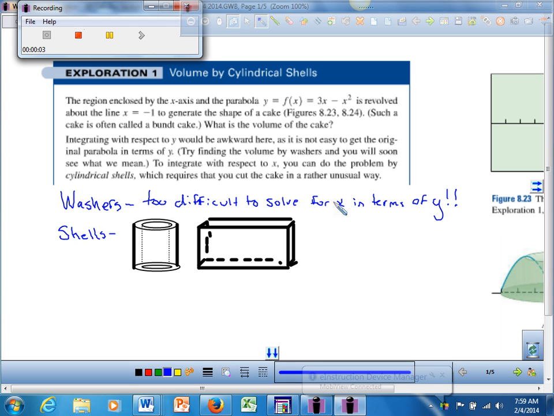All right, so we're looking at section 8.3 for the second part, section 8.3 part 2.